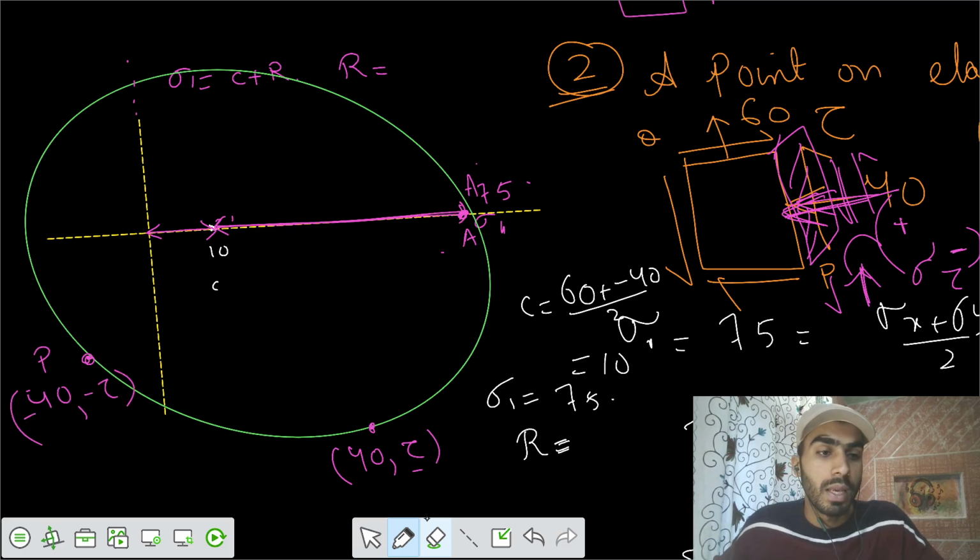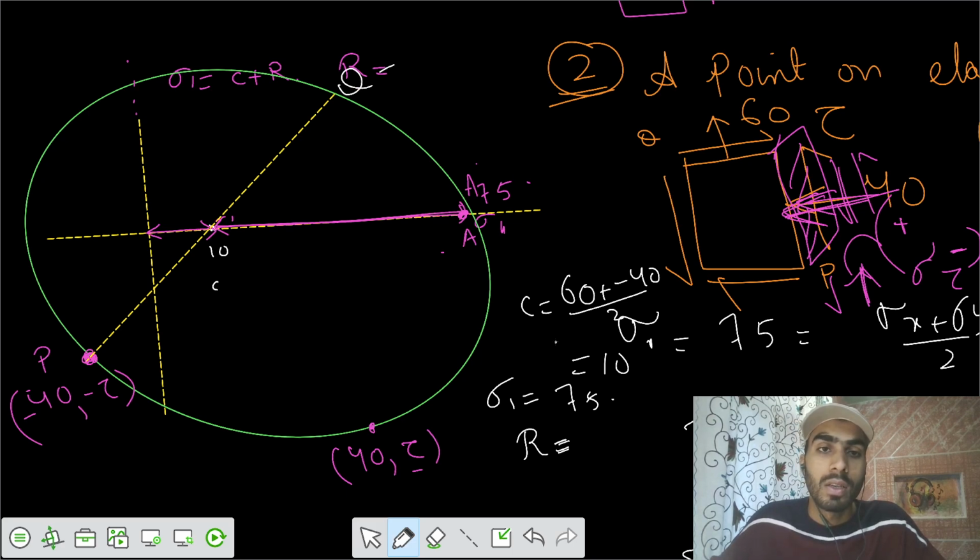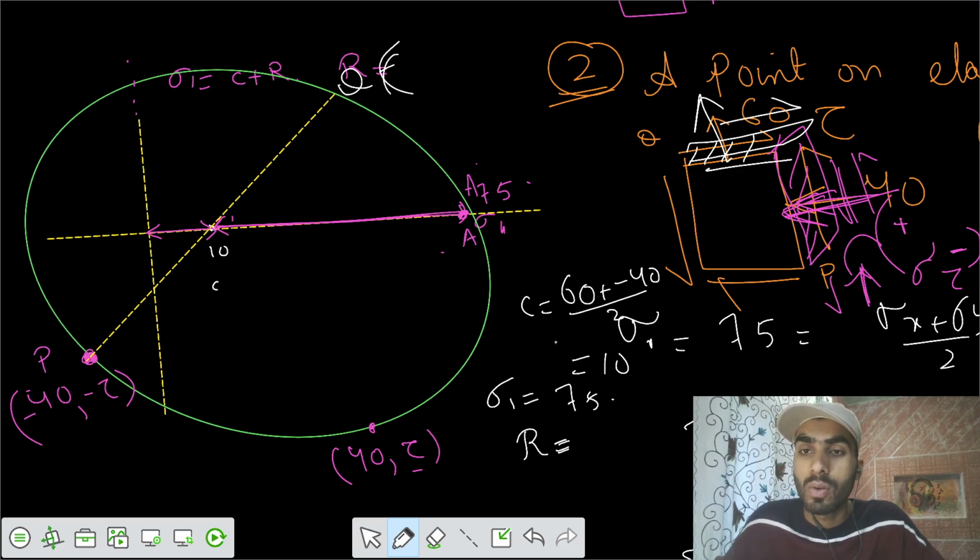So this point represents plane P, and after that you have plane Q making an angle of 180 with respect to this plane. So it is somewhere here, plane Q. So plane Q is here, and these are the coordinates. Sigma x, sigma y is acting positive tensile, and a shear stress that is clockwise positive. So we have 60 comma tau.